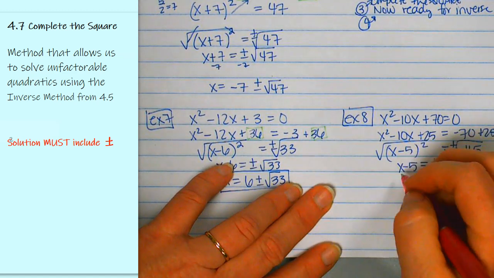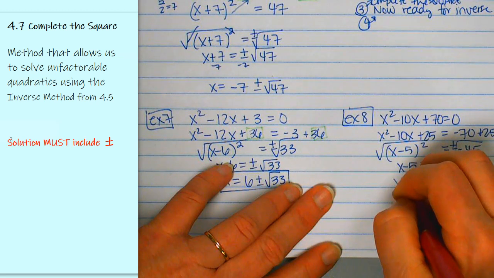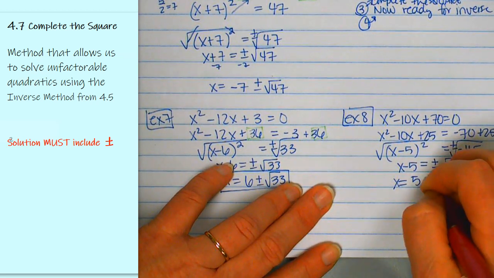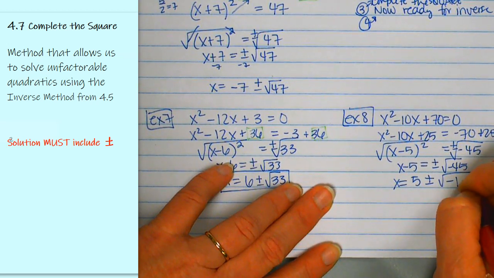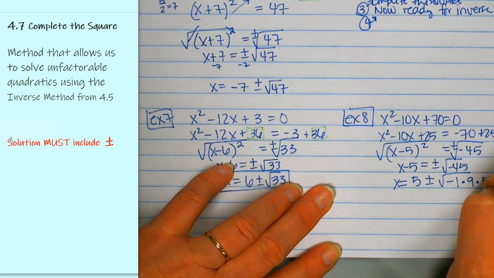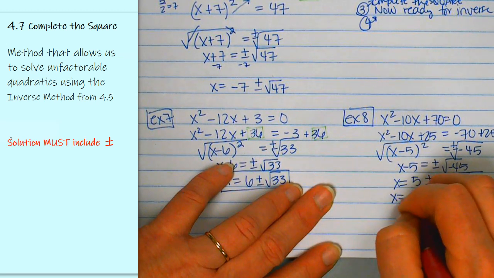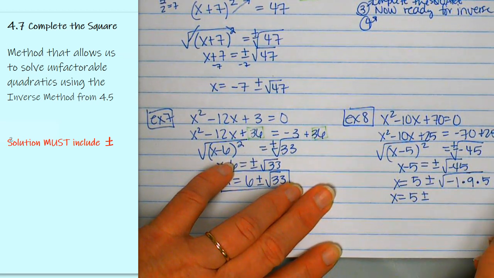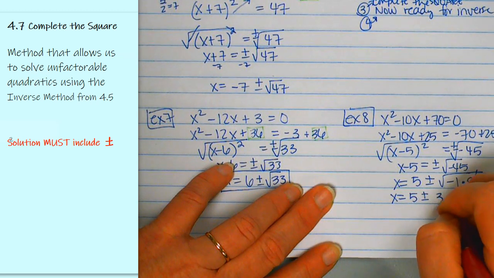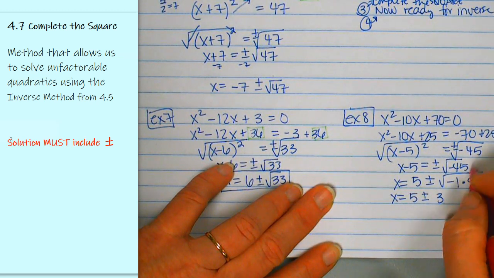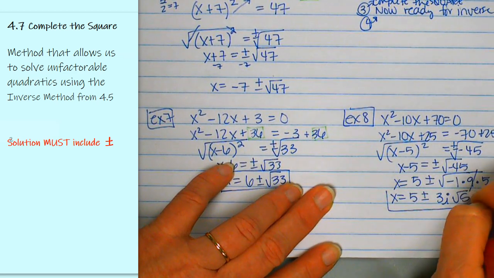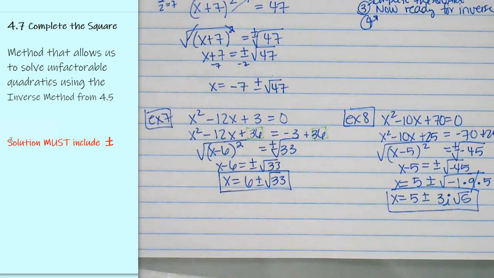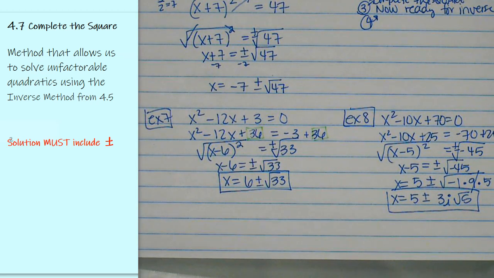That does simplify. I'm going to write x equals 5 plus or minus the square root of negative 1 times 9 times 5. So my final answer is 5 plus or minus: the 9 makes a 3 on the outside, the negative 1 makes an i, and the square root of 5 is left over. So you can even get imaginary answers, and that's why we did imaginary numbers before we did complete the square.